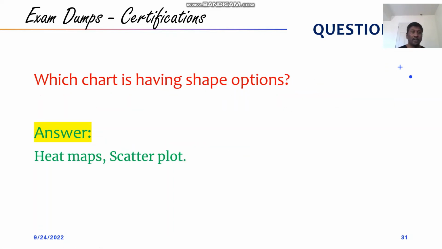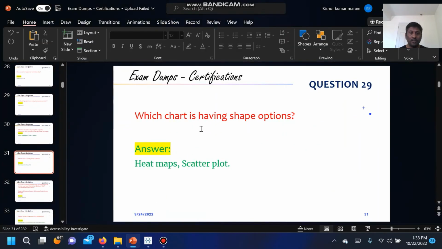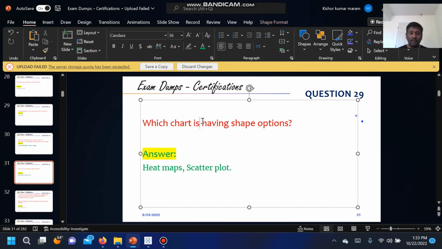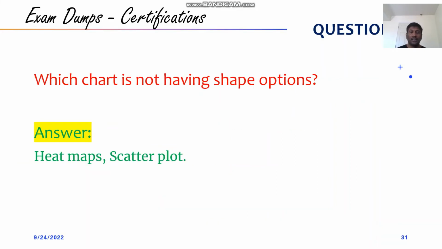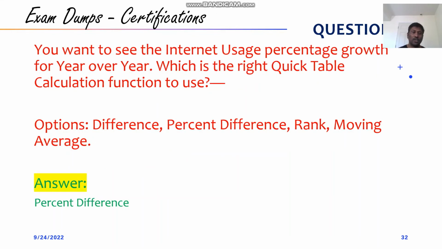The next question, question number 29: which chart does not have a shape option? Heat map and scatter map do not have a shape option. Let me edit this. Repeating again, question number 29: which chart does not have a shape option? Heat map and scatter plot do not have a shape option.